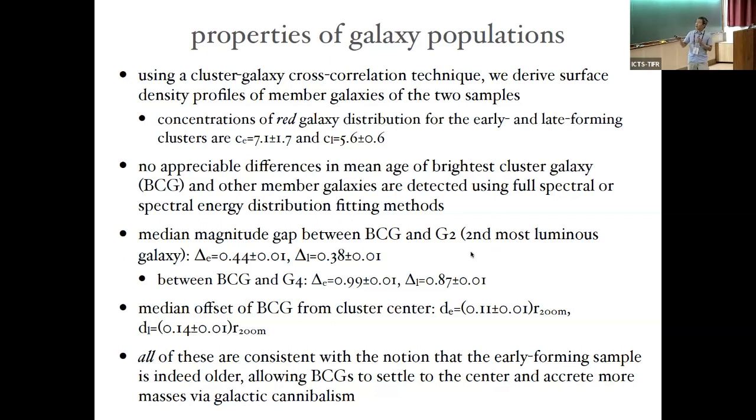So for the early forming sample, the offset is 11% of R200, and that for the late forming sample is 14% of R200. All of these are consistent with the notion that the early forming sample is indeed older, allowing BCGs to settle to the center and accrete more mass by galactic cannibalism.